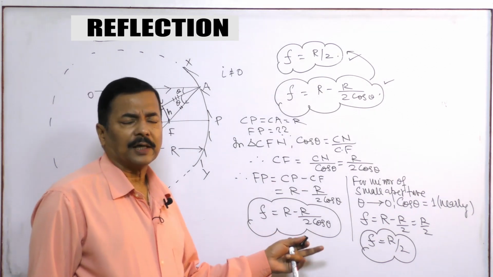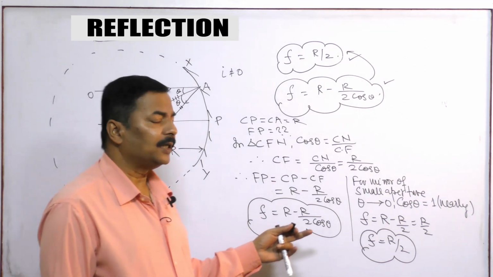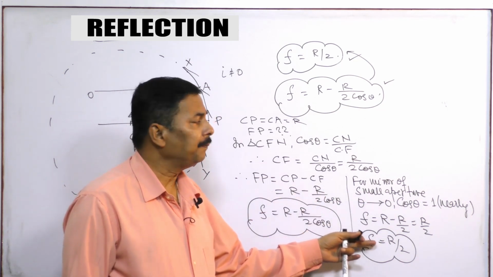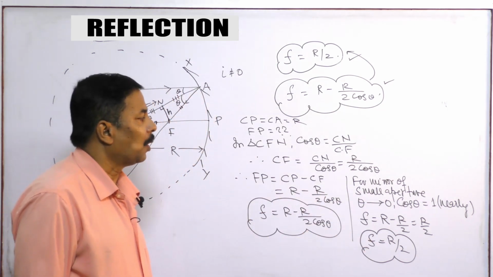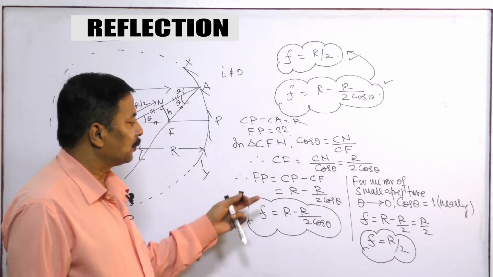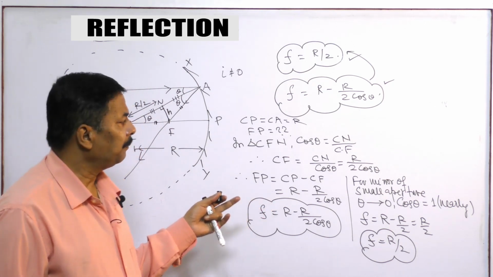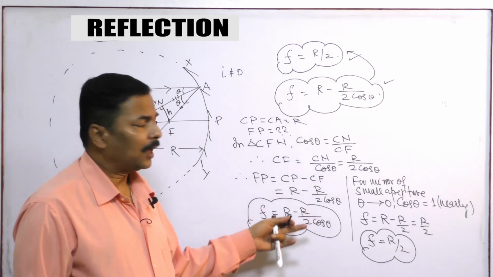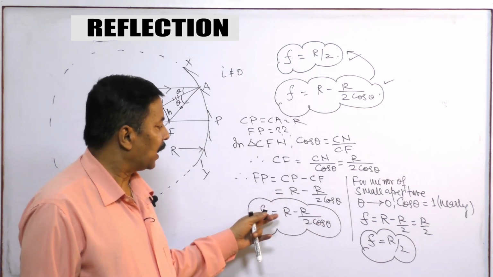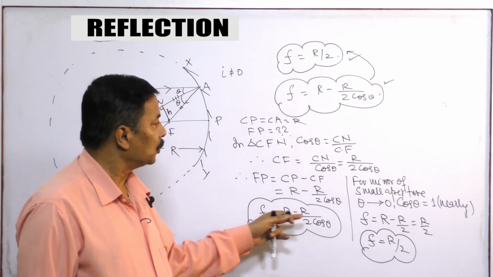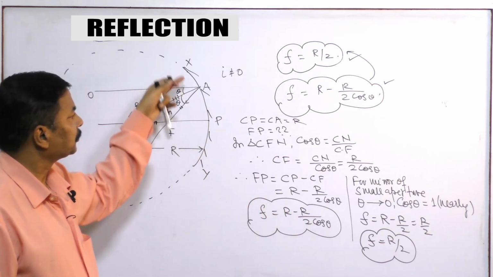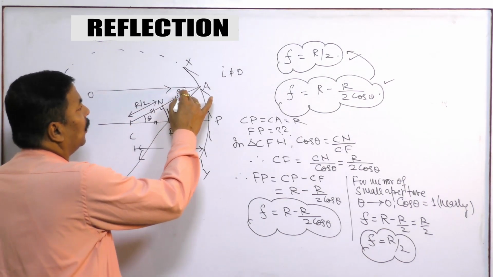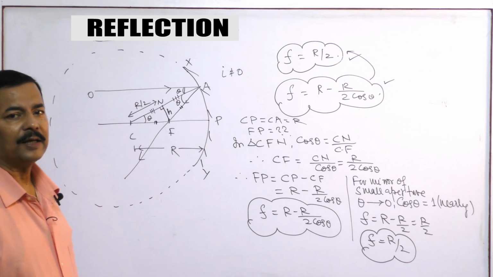In most cases, in 90%, 99% of cases, we will have to deal with this formula only. That means mirror of a small aperture only. So this formula, this concept should be clearly understood by you. This is the formula, f is equal to R by 2, and f is equal to R minus R by 2 cos theta for a mirror of a large aperture, where this angle is theta.